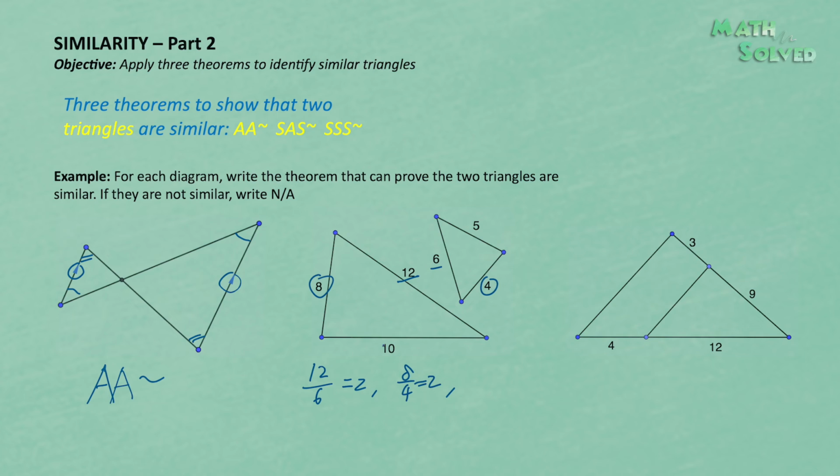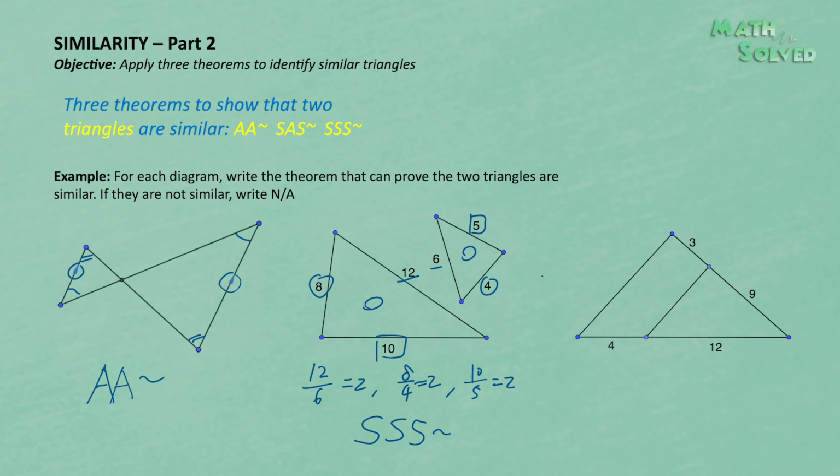And then the sides in the middle, you have 10 and 5. 10 over 5 is equal to 2 as well. And therefore, you can see the three sides in the big triangle are proportional to the three sides in the small triangle. They have the same ratio. So we say, according to the side-side-side similarity, these two triangles are similar.